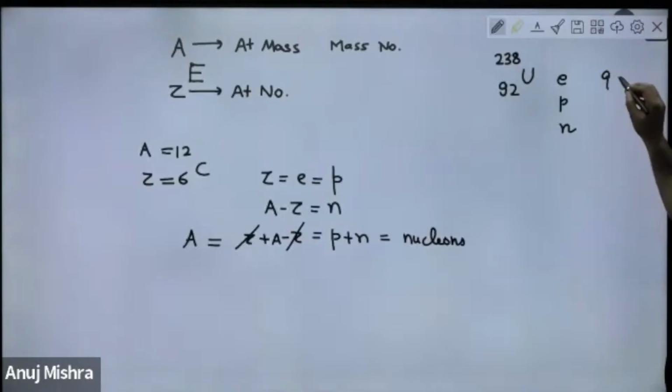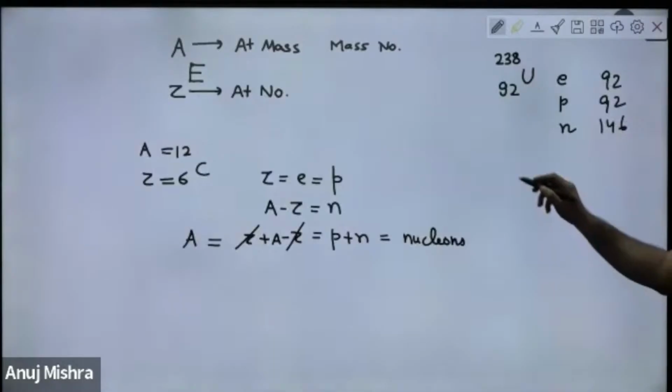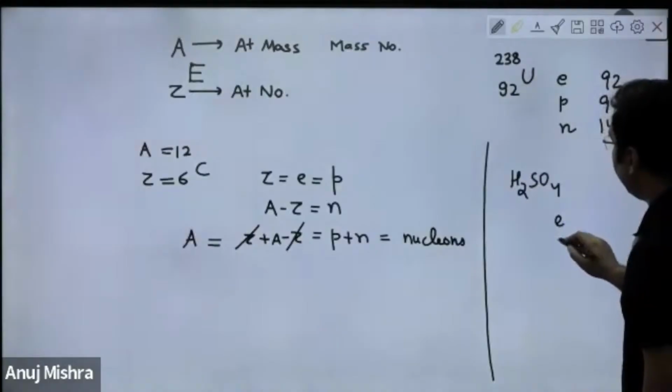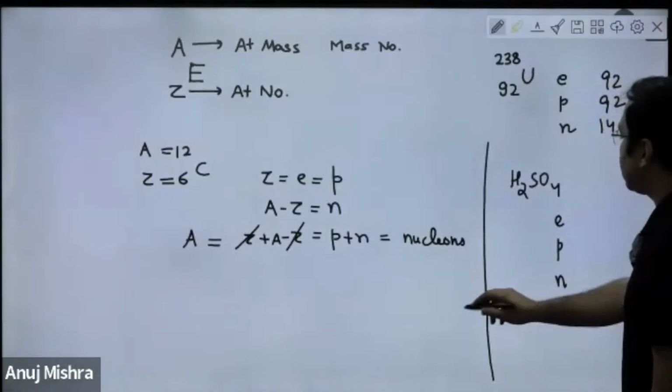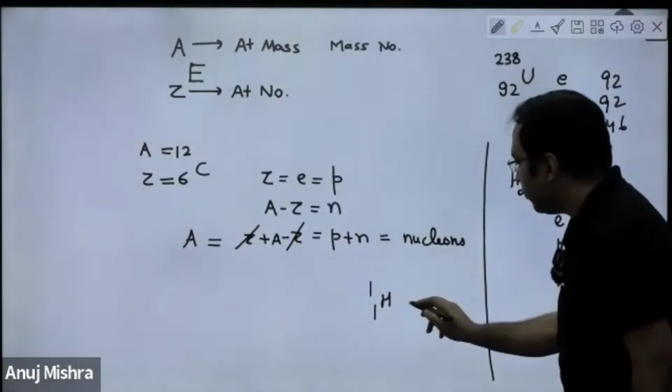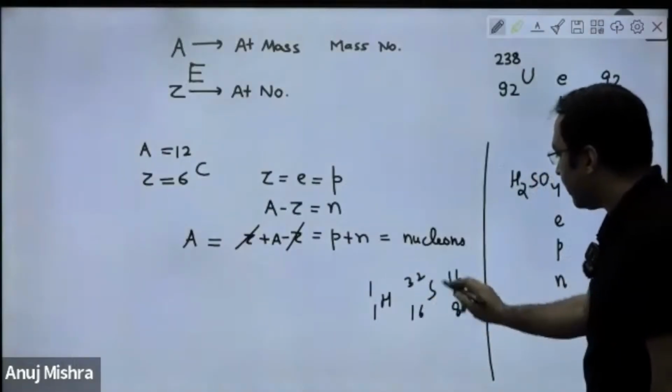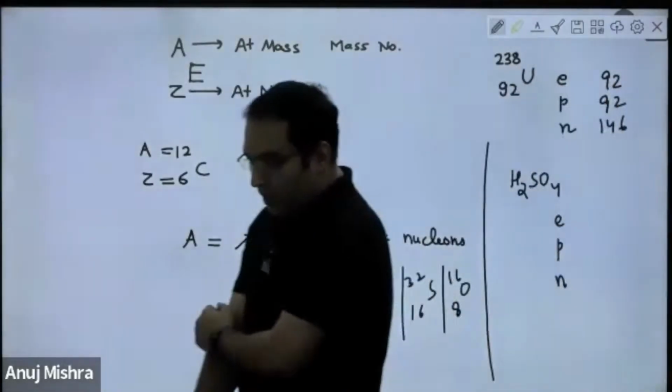So the answer should be what? 92, 92 and 146. Can you do it? Easy question. Now if I ask the same question for H2SO4, find out the electrons, protons and neutrons. What's the answer? Hydrogen is given as 1H1, sulfur is 16S32, oxygen is 8O16. Try. Solve it.